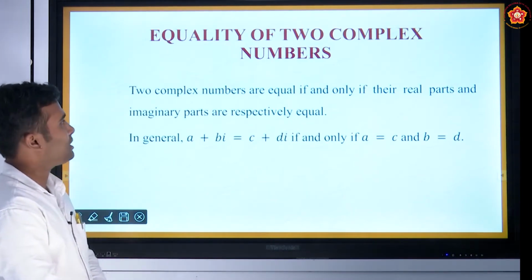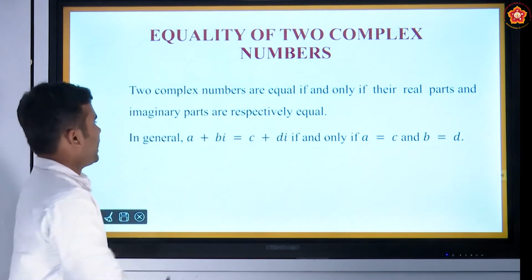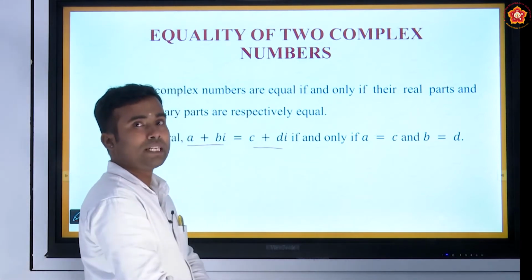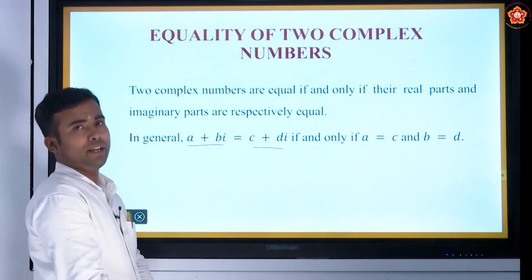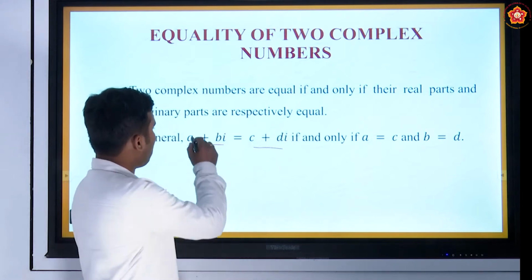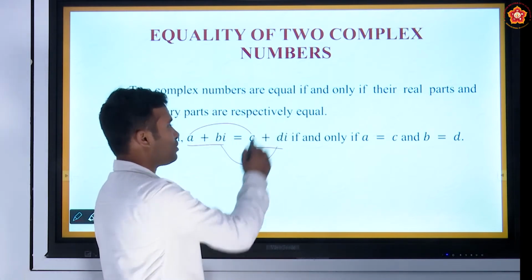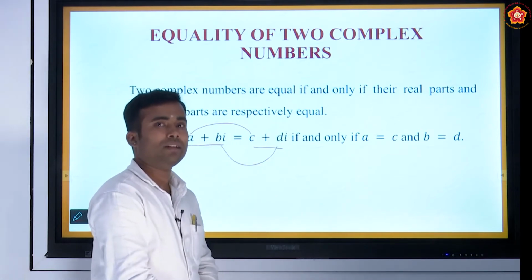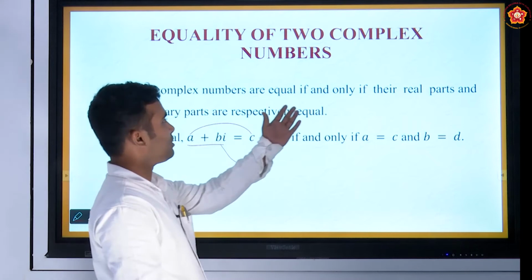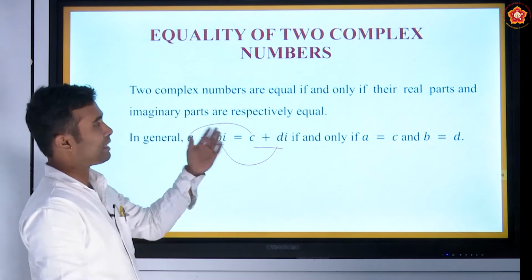When we say equality of two complex numbers, a plus bi and c plus di are said to be equal if and only if the real parts and imaginary parts are respectively equal. The real parts should be equal and also the imaginary parts should be equal. Then only we can say that the two complex numbers are equal.